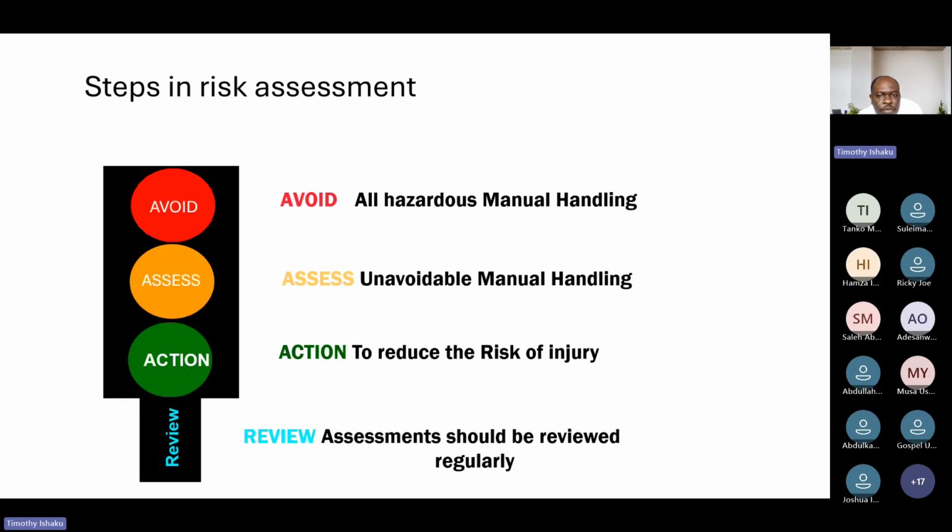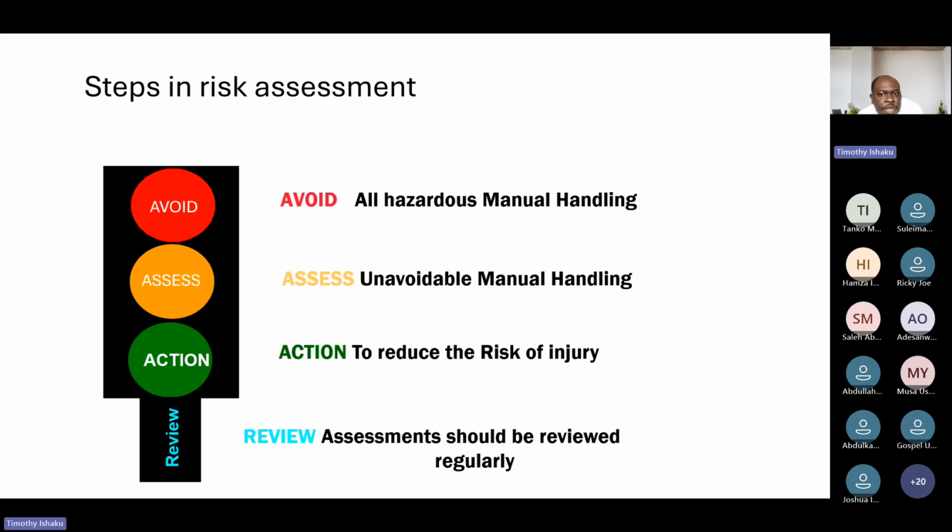Moving a patient, for example: what is the load of the patient that you are moving? What is the environment in which you are moving the patient? What is the capability of the person performing the task? All these are things you can look at where possible. And then the actions: take actions to reduce the risk of injury. If you assessed it and find that there is a risk, then take actions to reduce it.